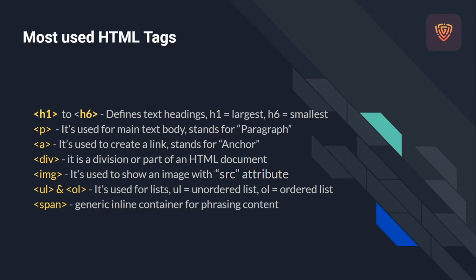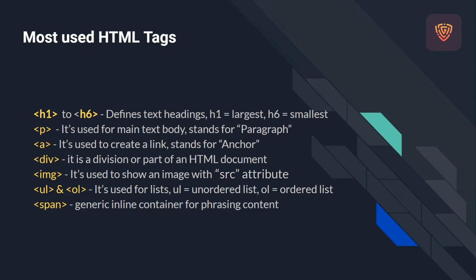The first one is h1. It defines the heading text, and it goes all the way to h6. h1 is the largest and h6 is the smallest. We also have p tag, that stands for paragraph. This is where you put your main text. We also have a, stands for anchor. This is used to create a link to another page, or you could use it to link it to another section of the same page.